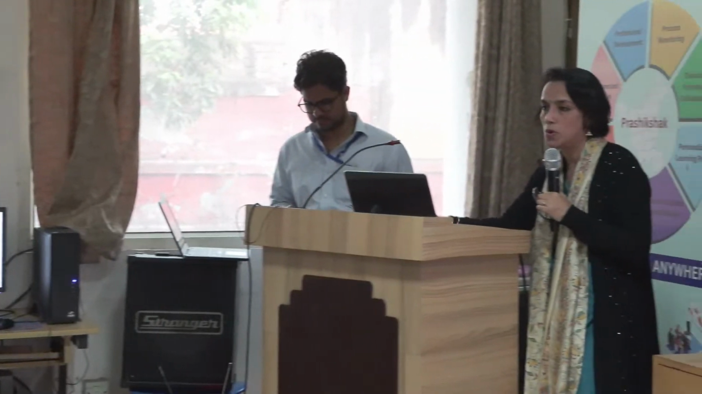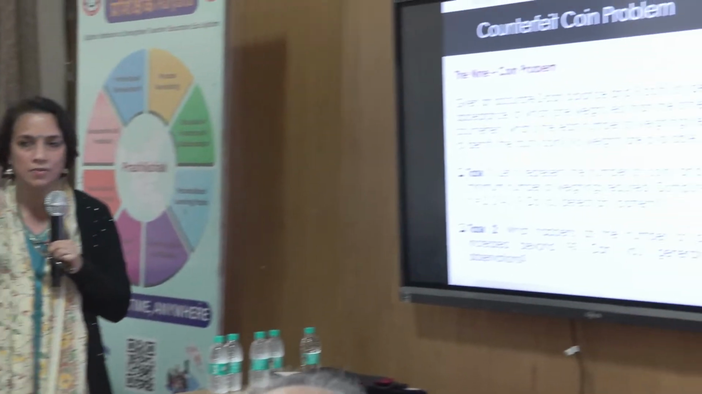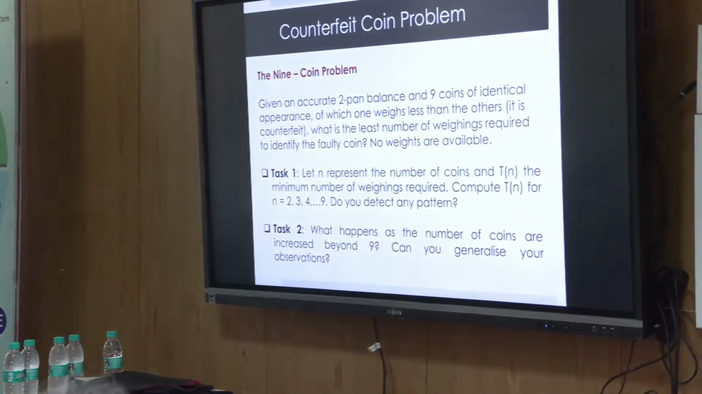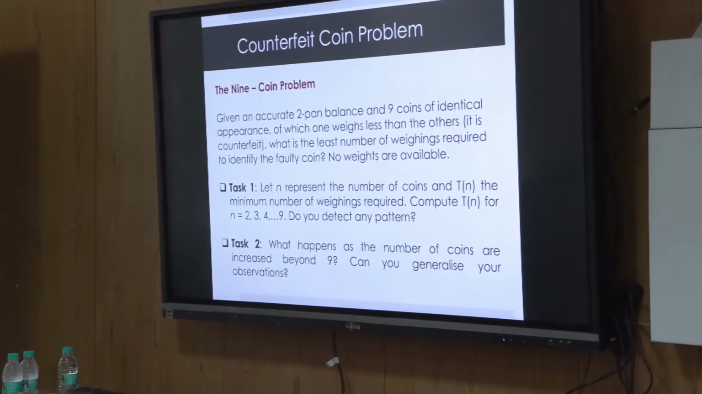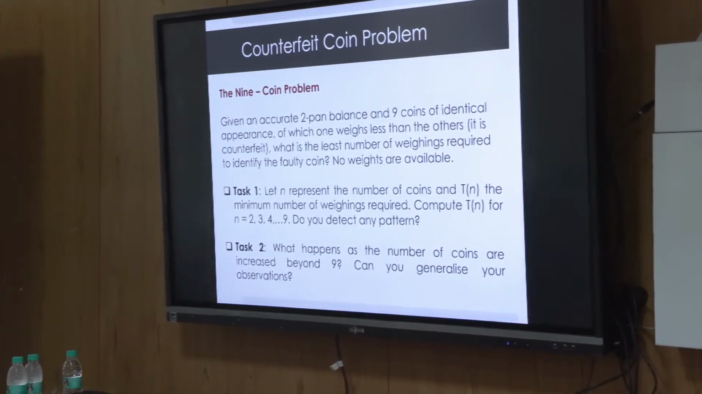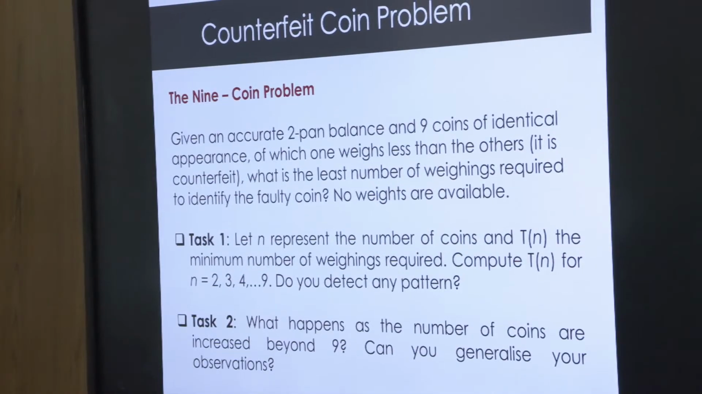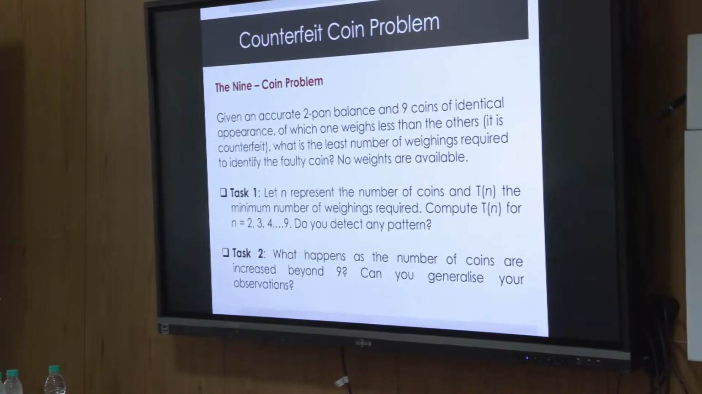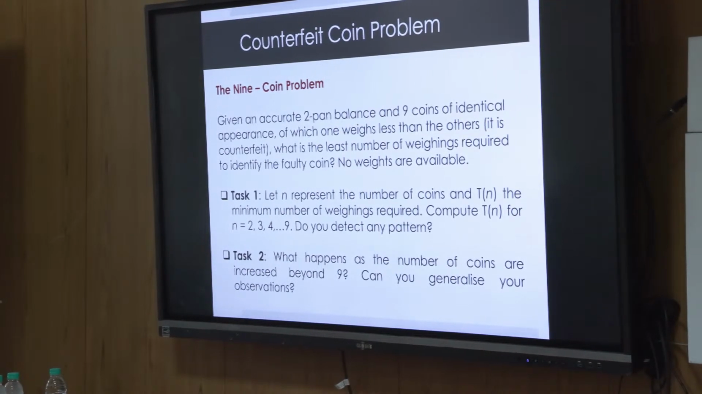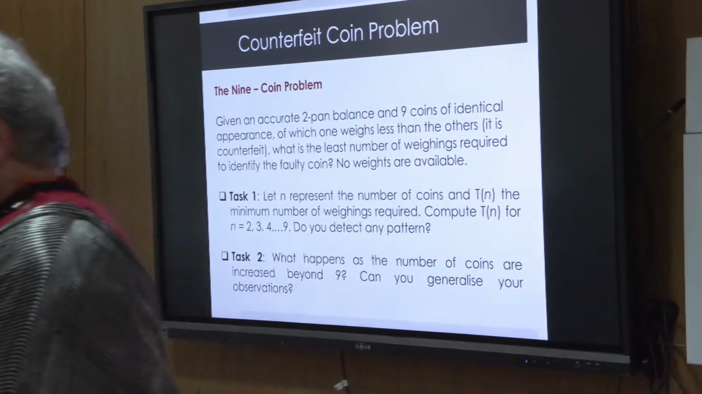So interestingly, later on, when I gave this to my students, there was a discussion. I asked them, how would you represent this solution? Can someone say, would you like to say it in step language? Or what are other ways of representing the solution that we just discussed? How would you suggest? One way is that you can ask students to let N represent the number of coins and Tn represent the minimum number of weighings required.